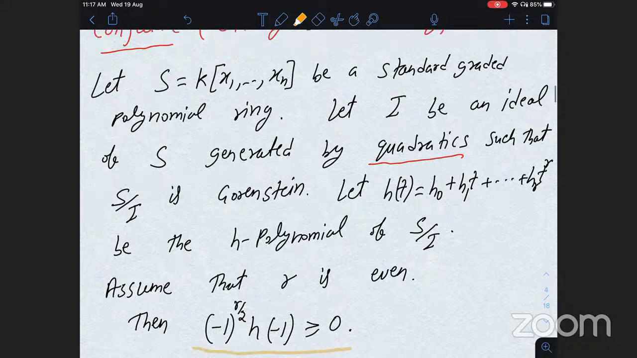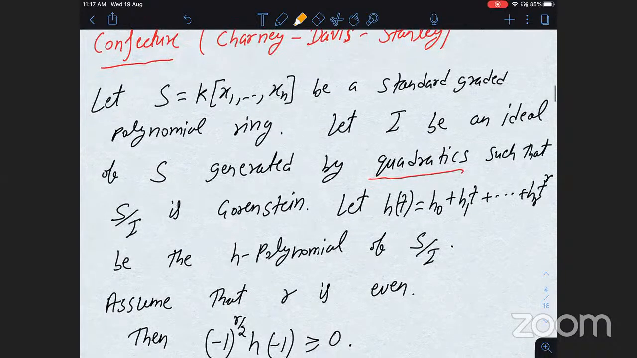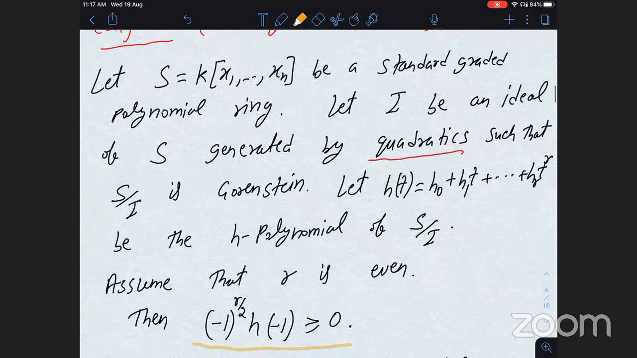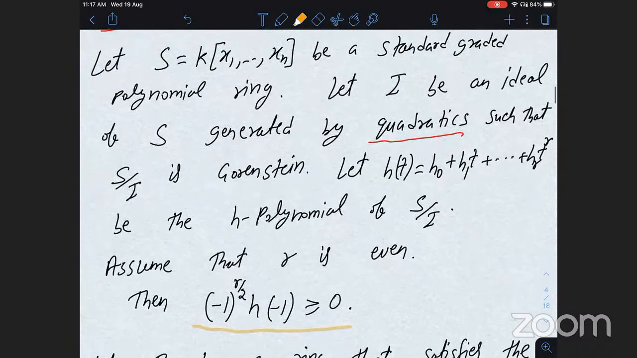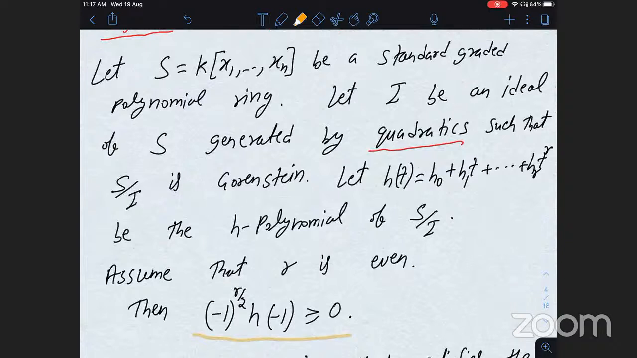Originally this conjecture is due to Charney and Davis. They stated this conjecture in a geometric setting, about h-vectors of some homology spheres. I'll now state that conjecture in the geometric setting, and then Stanley transferred this to the commutative algebra case. In this particular case, S is a standard graded polynomial ring, I is an ideal generated by degree 2 homogeneous polynomials such that S mod I is Gorenstein. If the degree of the h-polynomial is even, then this quantity is greater than or equal to 0.